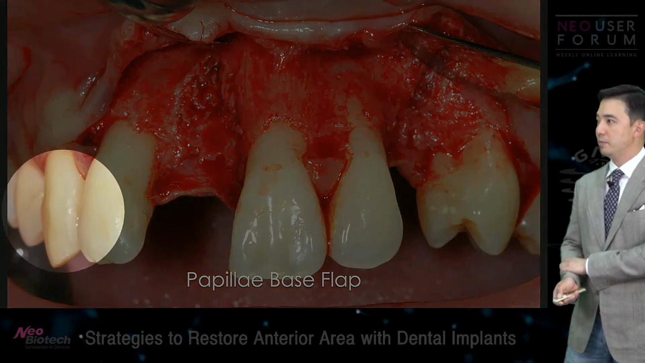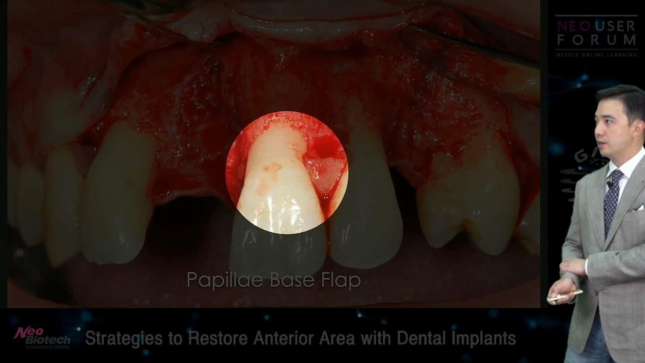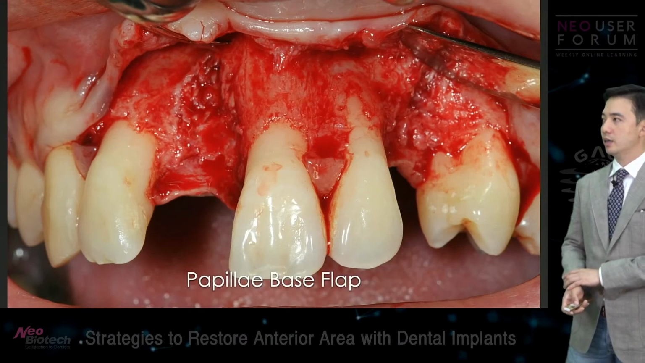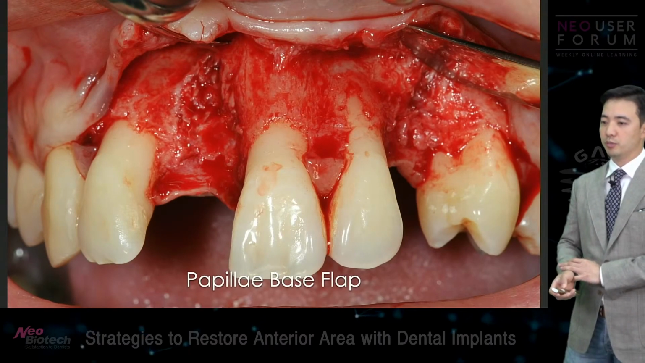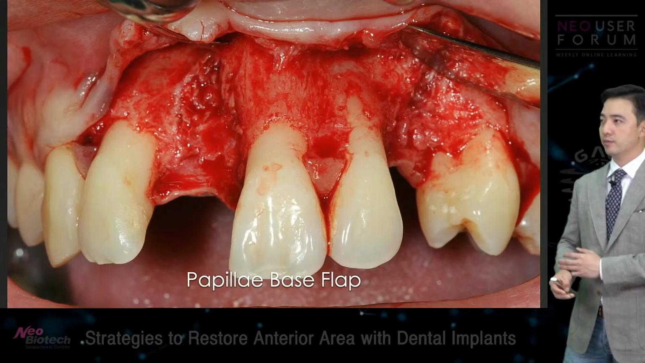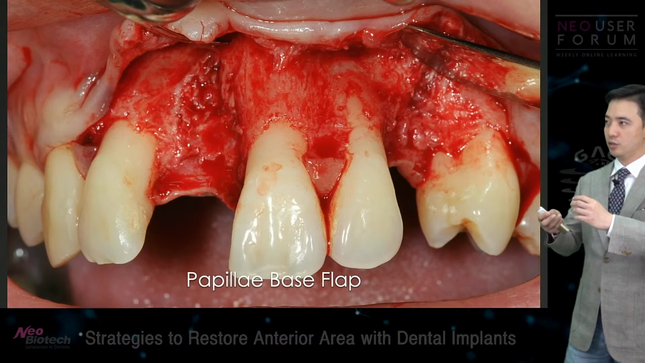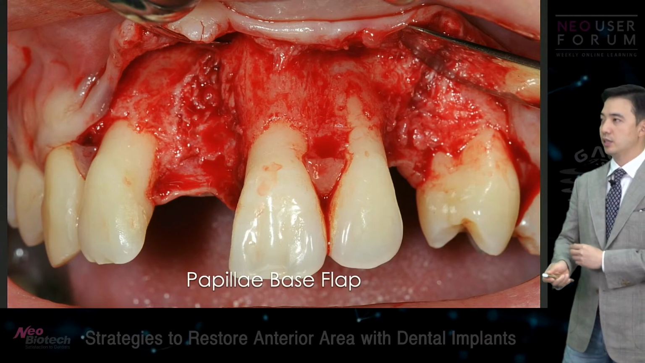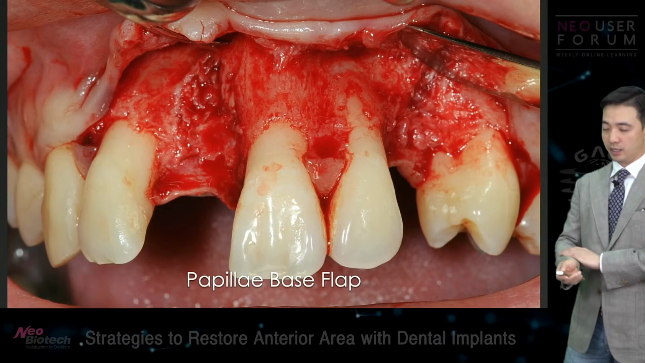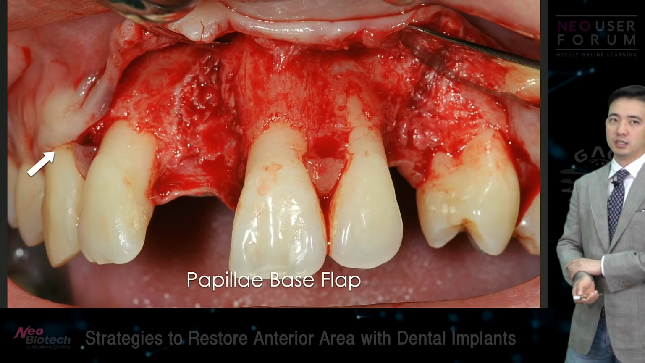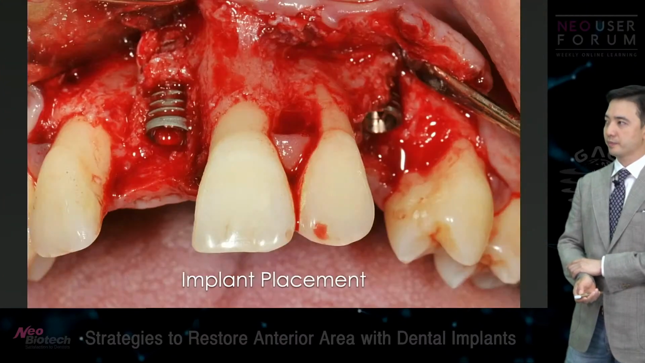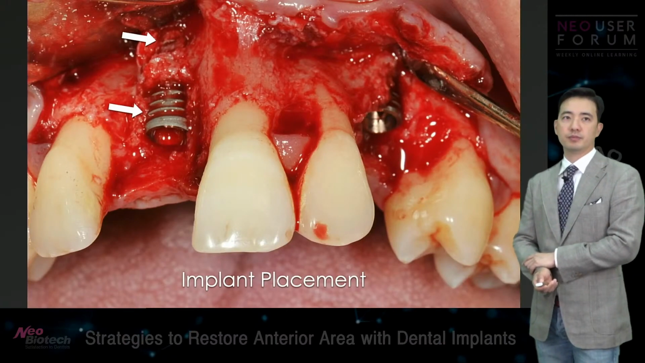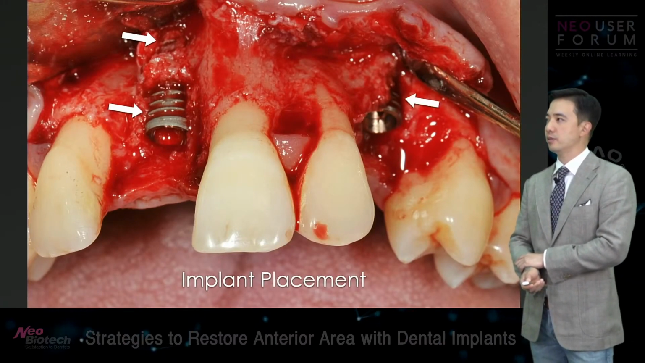Notice I did a papilla-based flap here and here and here. According to the literature, when you do a papilla-based flap, compared to a conventional flap where you incise through the papilla, this has really fast healing and minimal scars and all that. Okay. So I placed the implant. Yeah. Lack of bone, exposed implant thread.